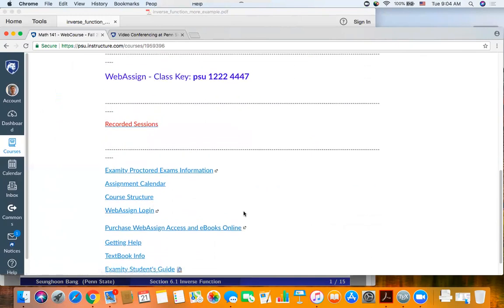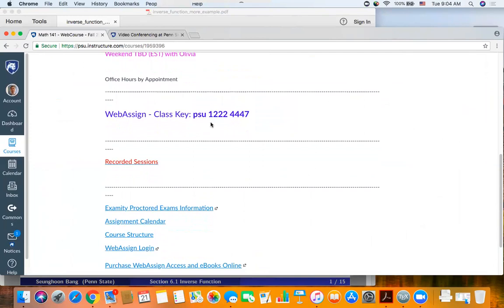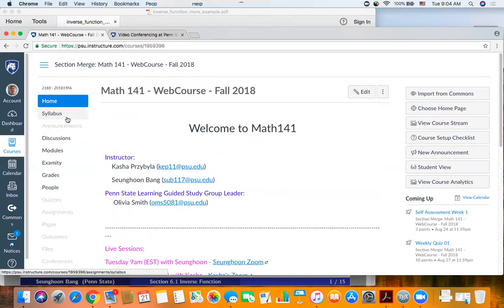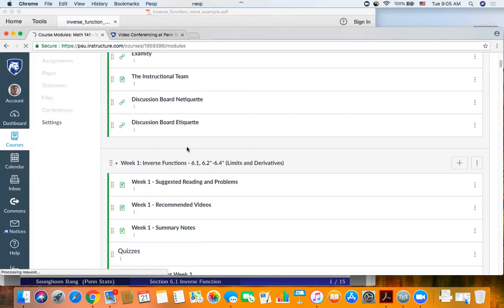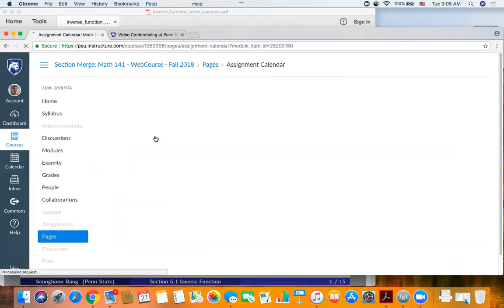First, you have to enroll your name on WebAssign by using the class key. It's the exact class key for this section: PSU 12224447. You just enroll your name on WebAssign. This is the first thing. The next one, you can go to Modules. We have an assignment calendar here, and you can click on it.